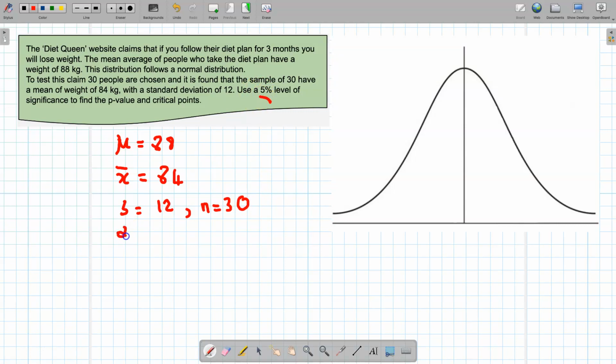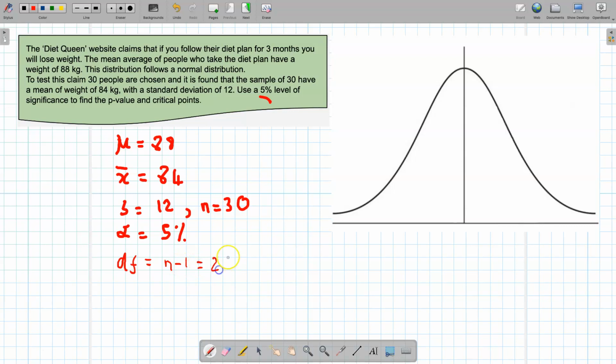The significance level for this question is a 5% significance level. Sometimes you see that as just alpha. So that's 5% significance level. And finally, you might be asked to write down the degrees of freedom. I'm just going to write DF, degrees of freedom, and they're always n minus 1.